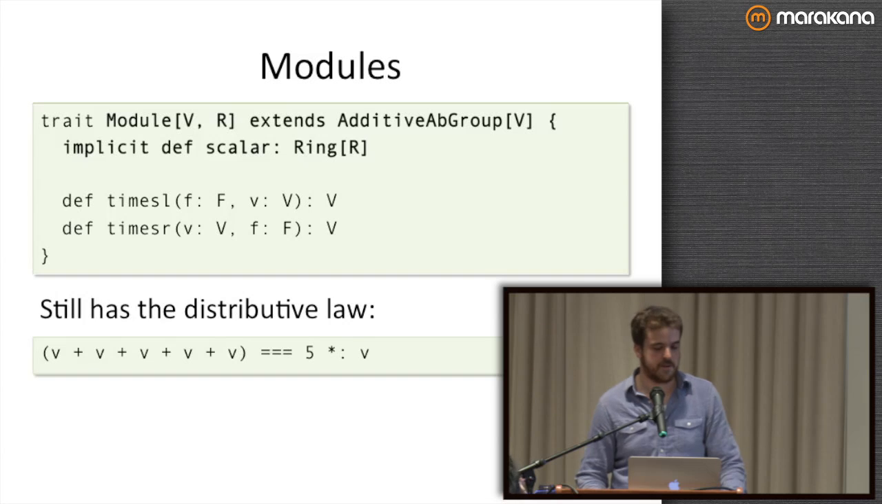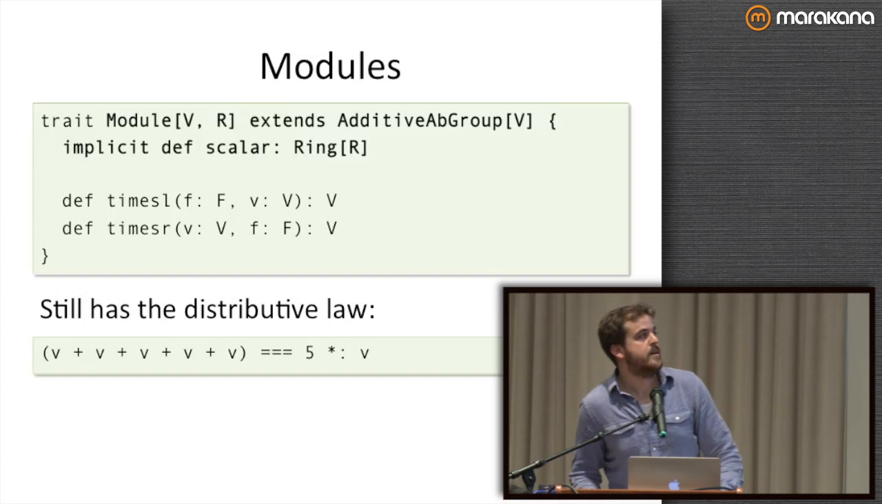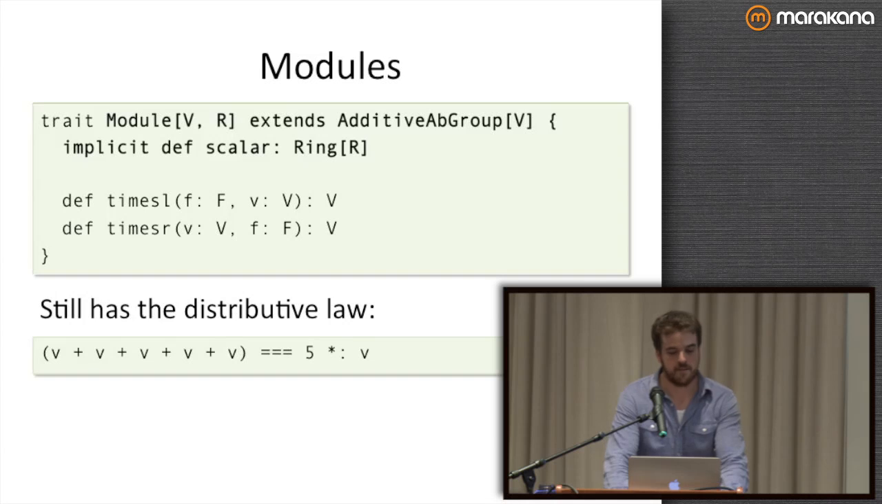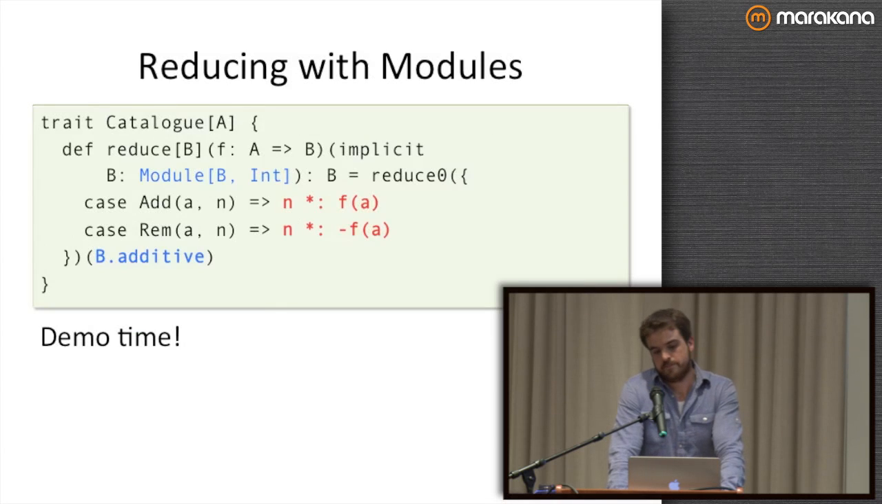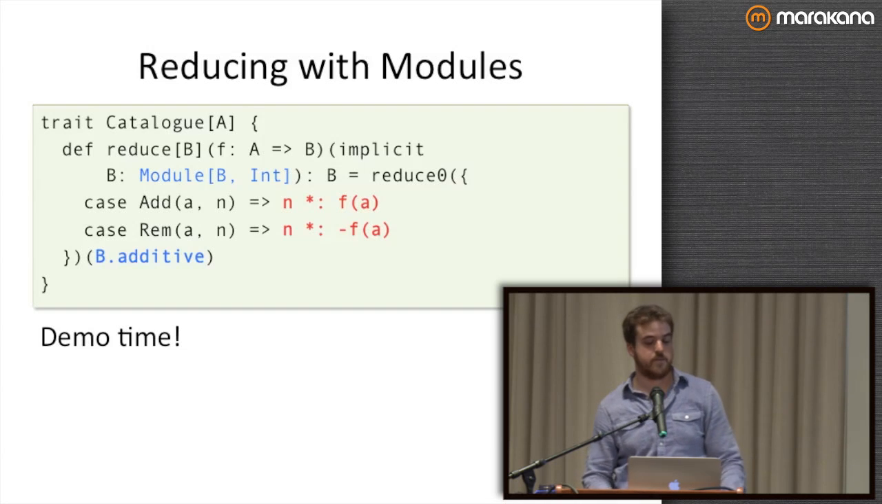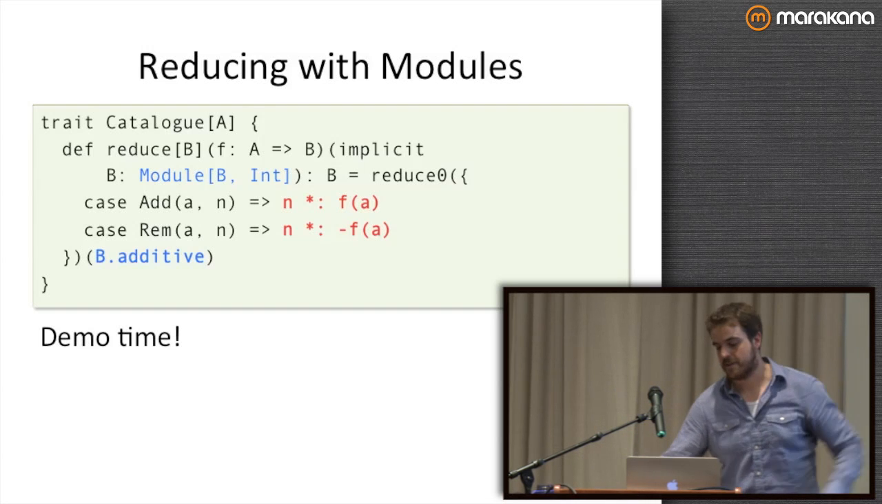A module is basically a vector space, but we generalize the scalars to only lie in a ring, so we don't need division. You do lose a lot; it doesn't necessarily have a basis, but for us, that's not too important. But the nice thing is that we have v plus v plus v plus v, and we can turn that into 5 times v. So if we wanted to reduce with modules, what we can do instead is take another function that just maps a to b, and now we just use this scalar multiplication to handle the counts itself.